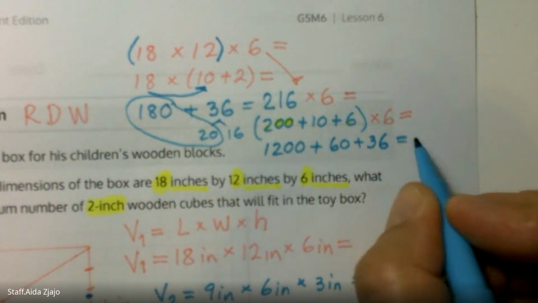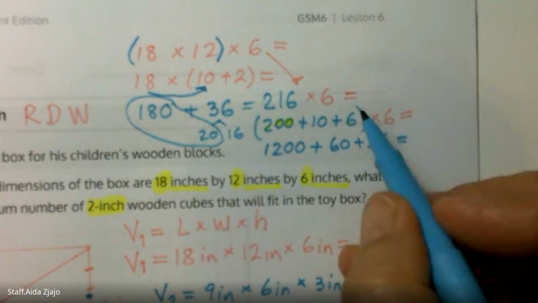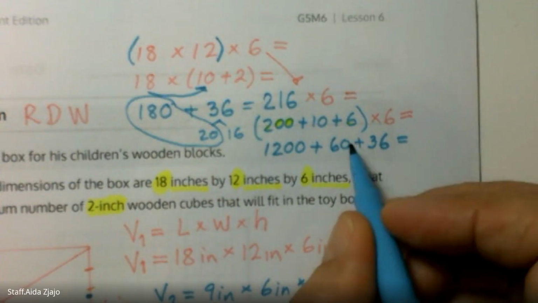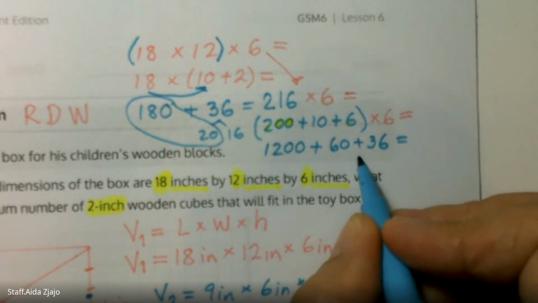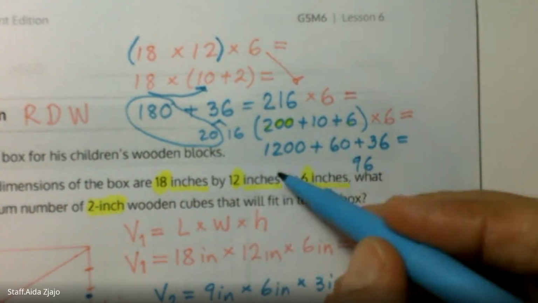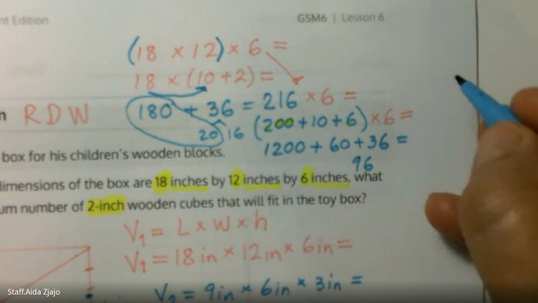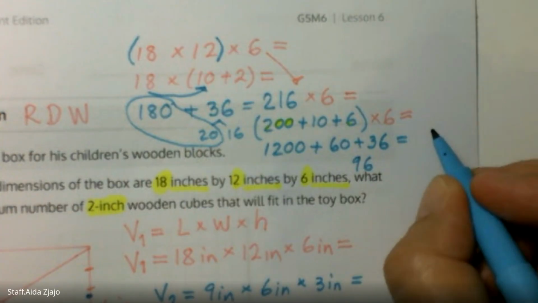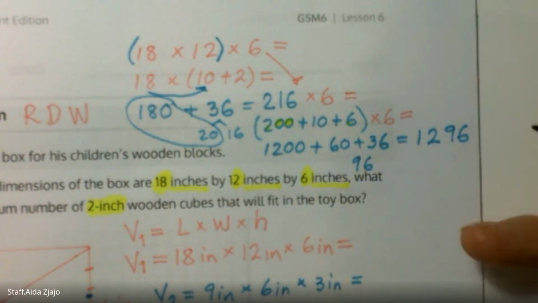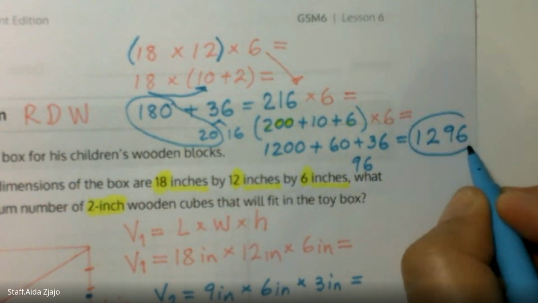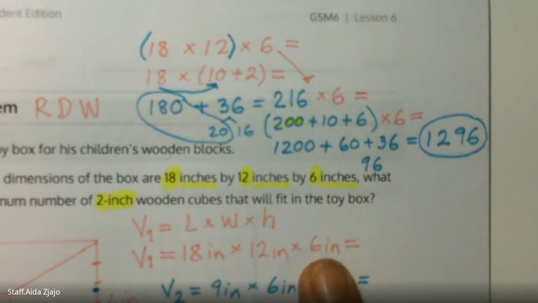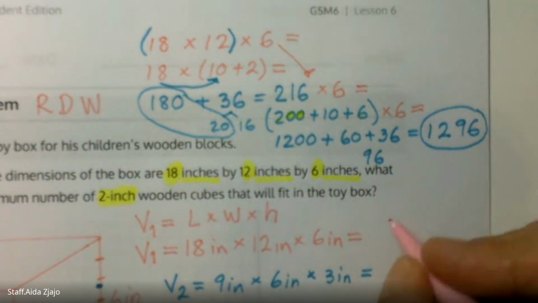And then you can add all these together. If you think about 60 and 30, that's 90. And then 6, that makes 96. And then you add to 1,200, so it would be 1,296. So we found our answer. We found the volume of our big box that Adam created.